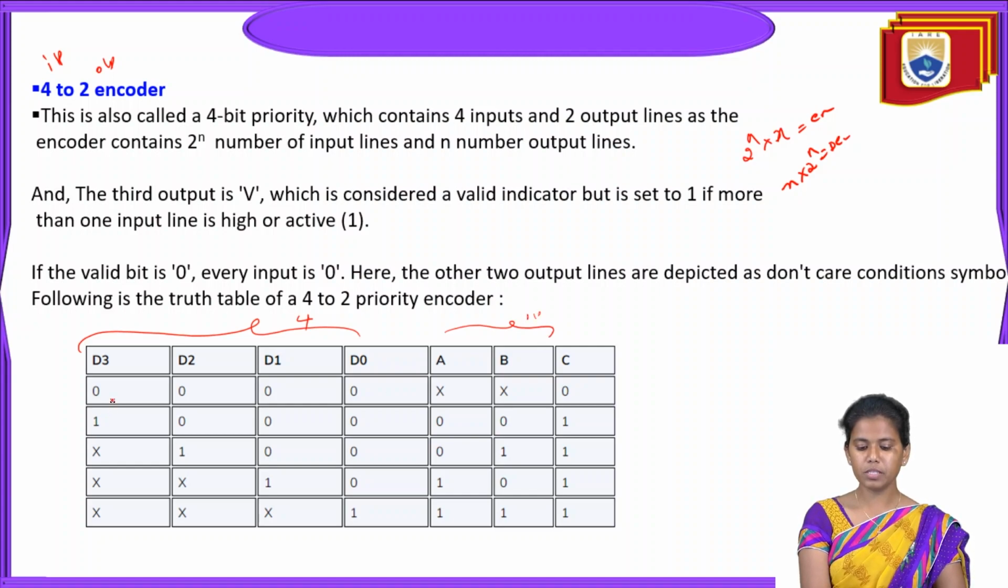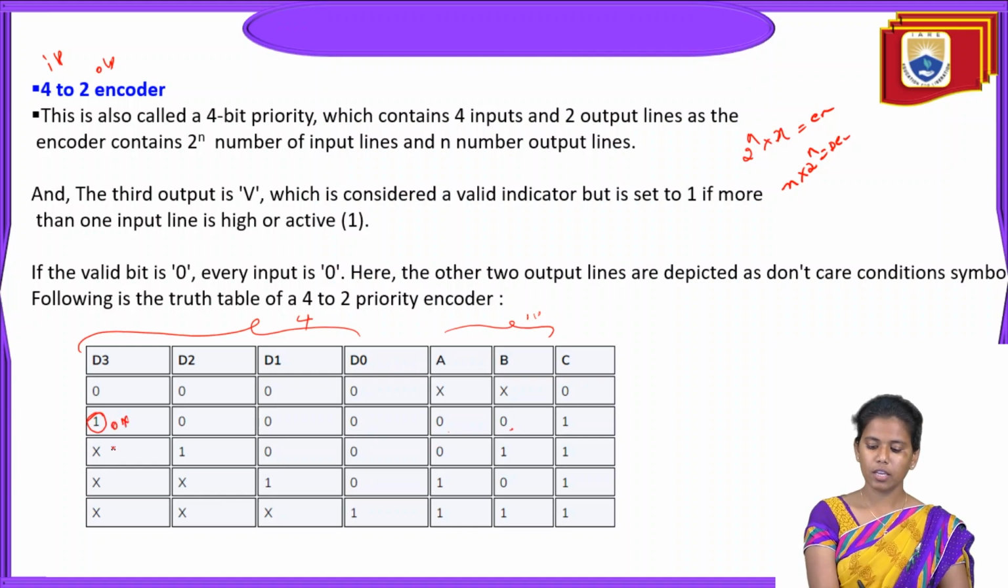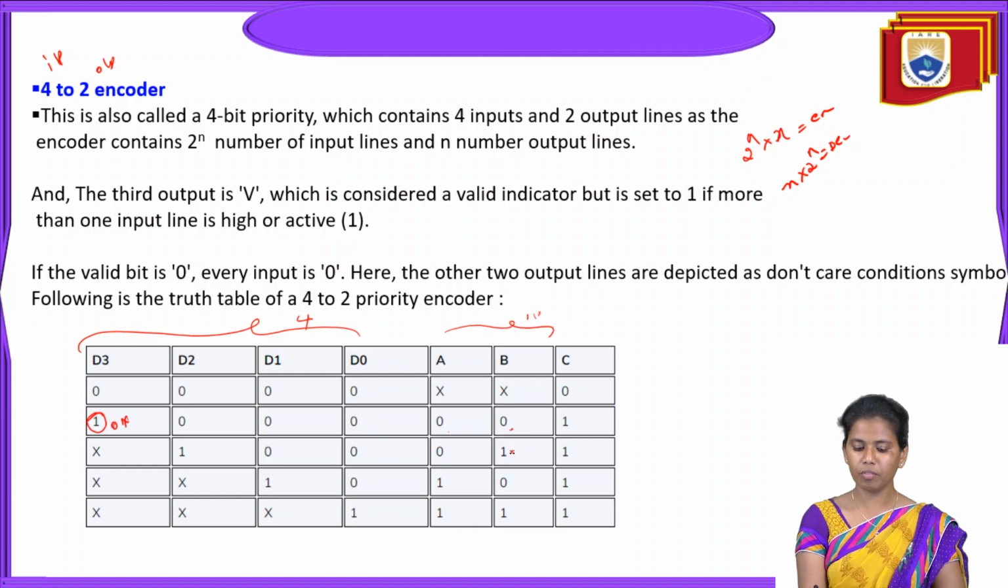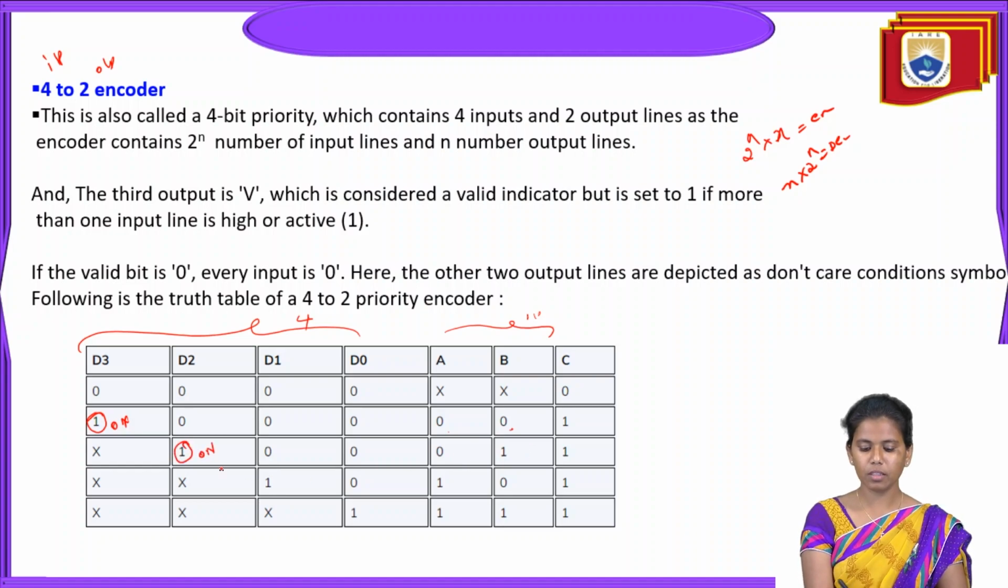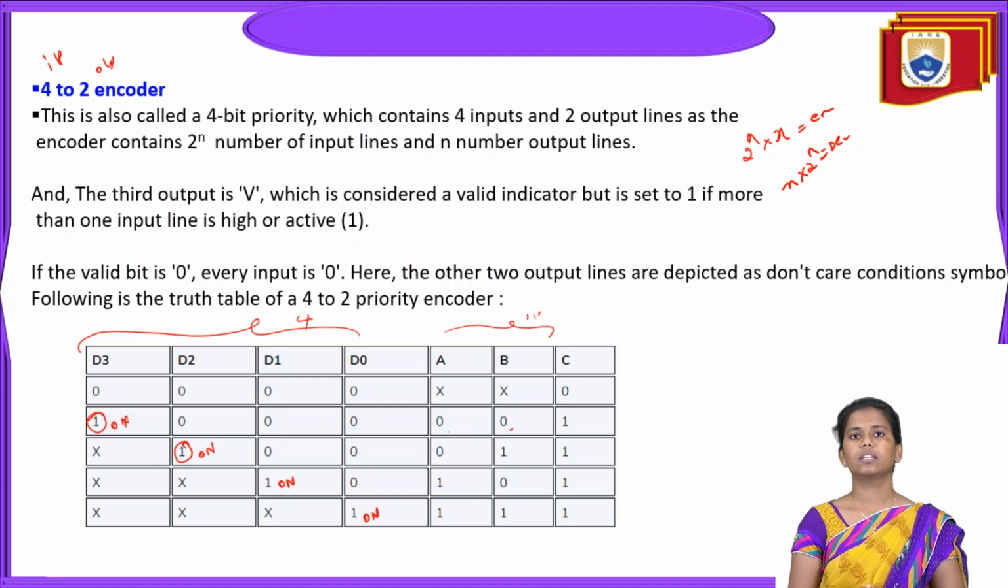So if you observe, when both A and B are 0, 0, D3 is in the on state. When it is 0, 1, then D2 is in the on state, and if it is 1, 0, then D1 will be in the on state. If it is 1, 1, then D0 will be in the on state. So this is quite opposite to the decoder.